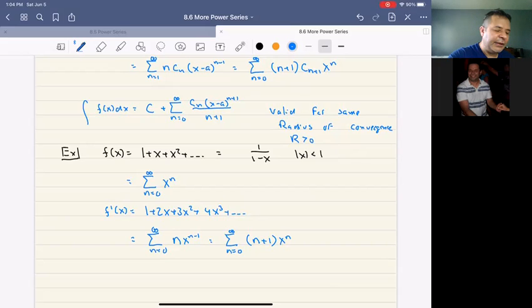Okay, and let's just make sure it works. So for n equals 0, we're going to get 1 times 0. For n equals 1, we're going to get 2 times x. For n equals 2, we're going to get 3 times x squared, so on and so forth. So far, okay? Golden.